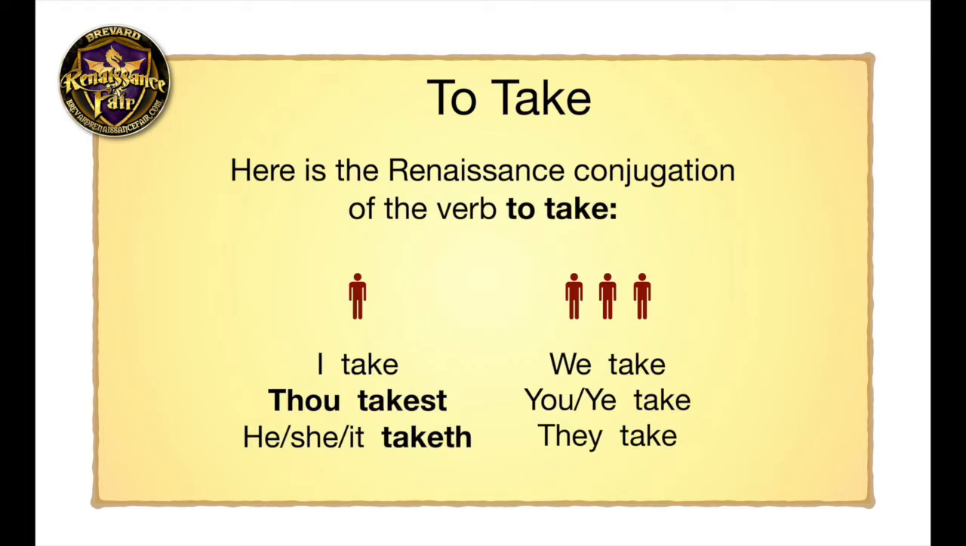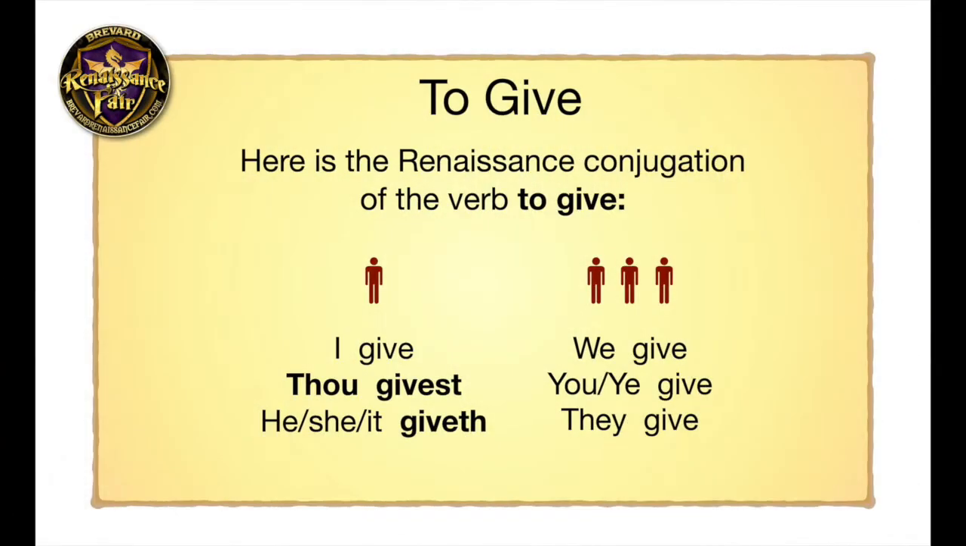To take. Here is the Renaissance conjugation of the verb to take. I take, thou takest, he, she, or it taketh. We take, you or ye take, they take. To give. I give, thou givest, he, she, or it giveth. We give, you or ye give, they give.